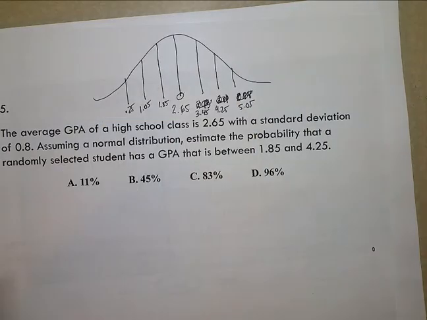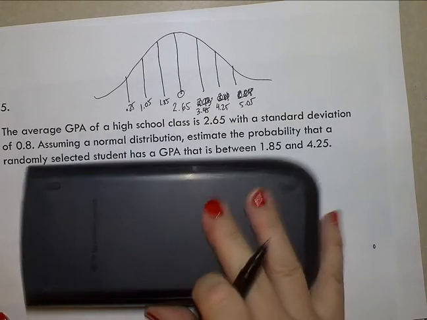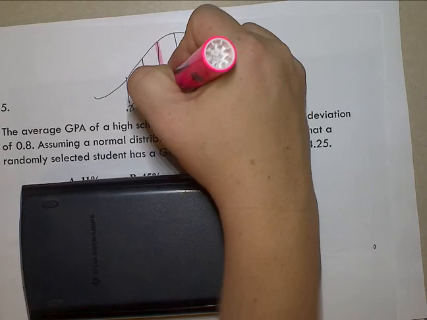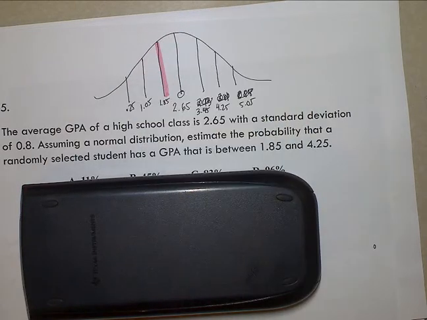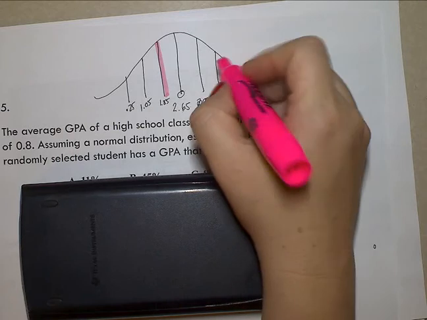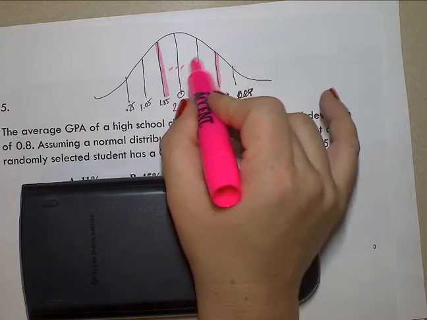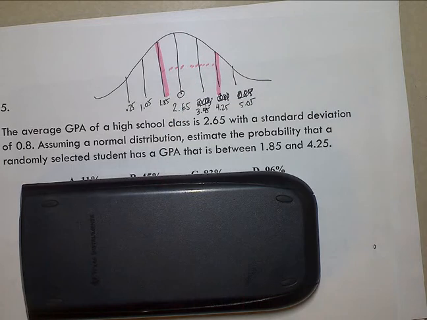Okay, is that agreed upon now? All right. So we want a GPA that's between 1.85, we happen to be lucky, it falls in one of the columns, and 4.25, it also falls in one of the columns. So we're able to add up in between here within your group. Please talk about the percentages that fall in between each column and then add them up to get an answer. Begin.